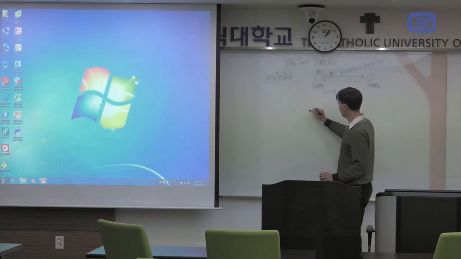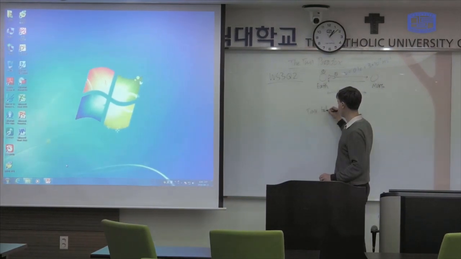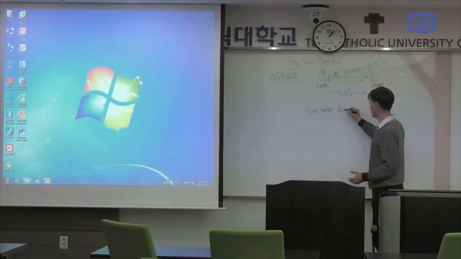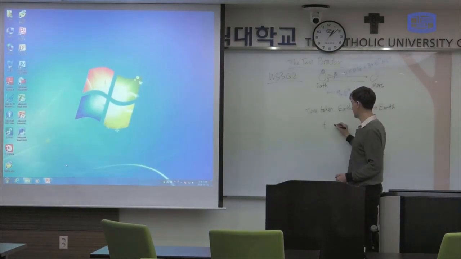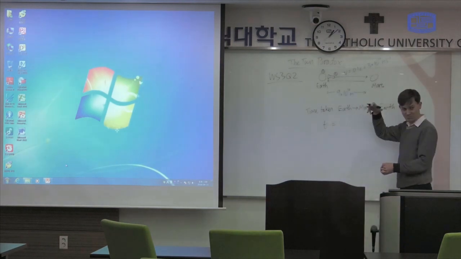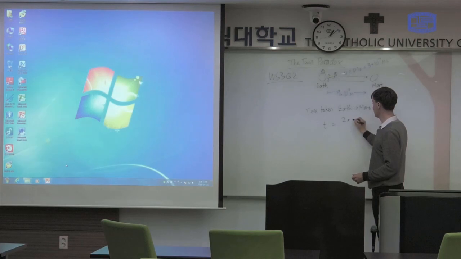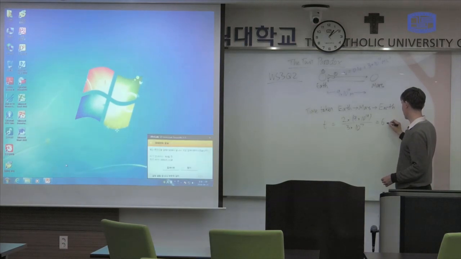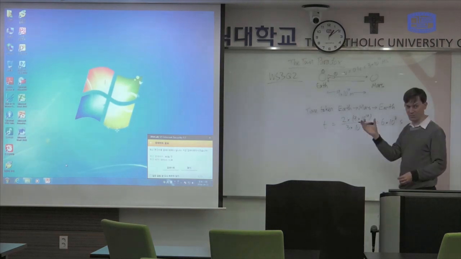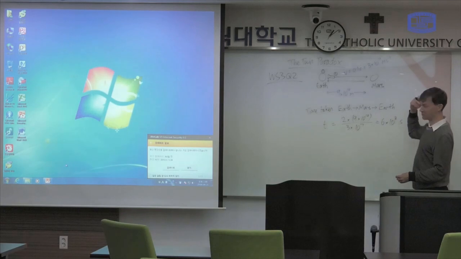So the time taken to do the whole journey, so that's to go from the Earth to Mars and back again, we'll call this t. This is equal to distance divided by speed, right? So it's 2 times 9 times 10 to the 10 divided by 3 times 10 to the 7, and that works out as 6 times 10 to the 3 seconds. That's about 1.5 hours for the rocket to go to Mars and back.